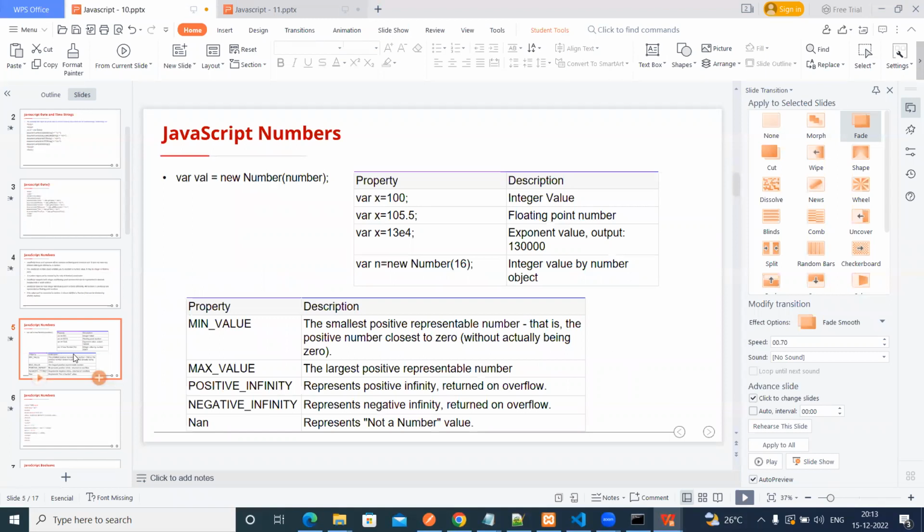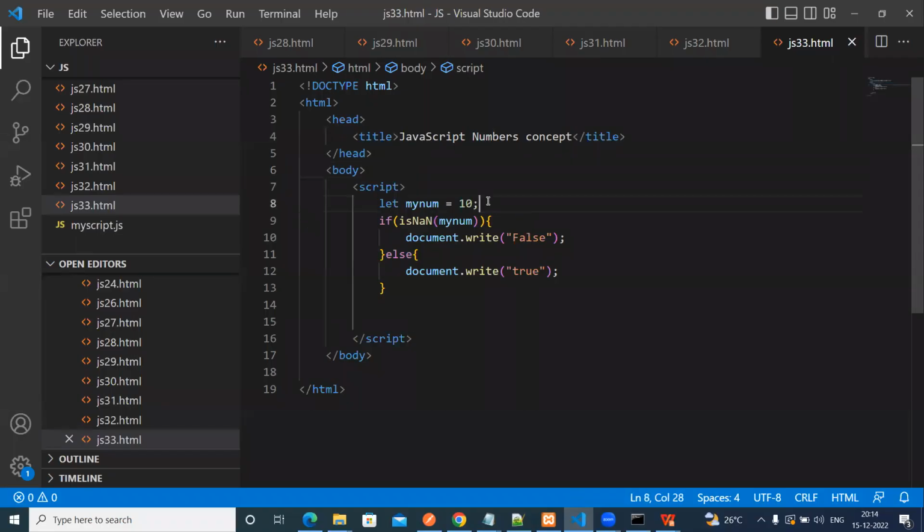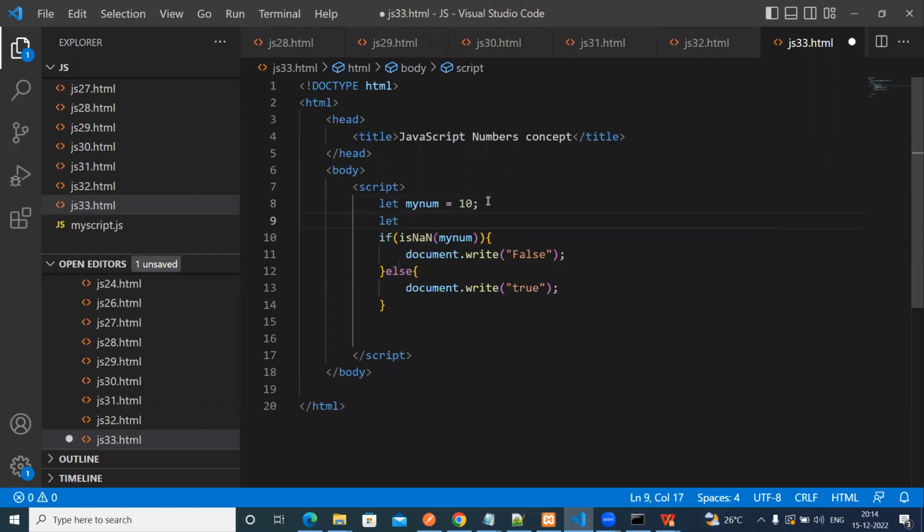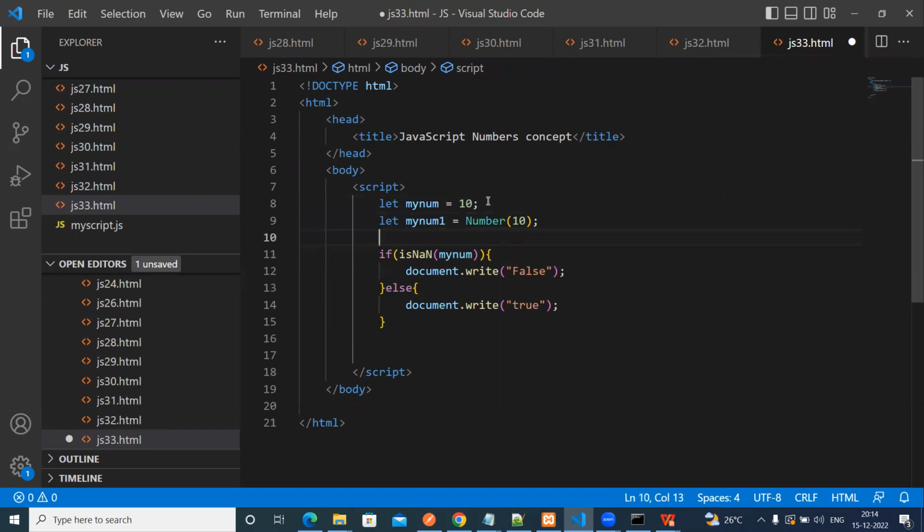So the next one, we can define the number in object way also. So here we have defined three ways. Let my num1 equal to Number of, so we can give like this. Okay, we can give like this.